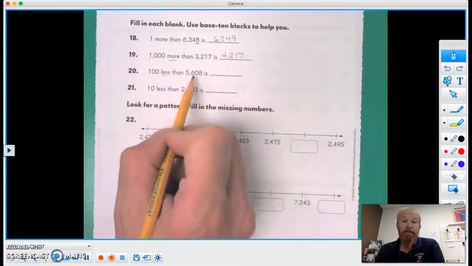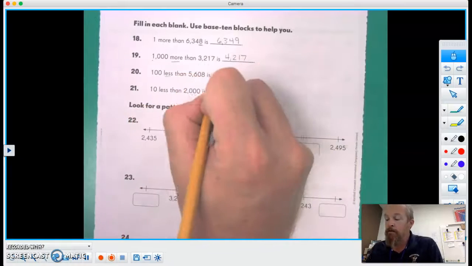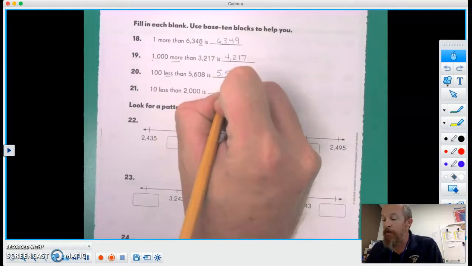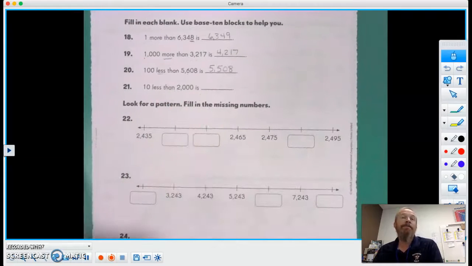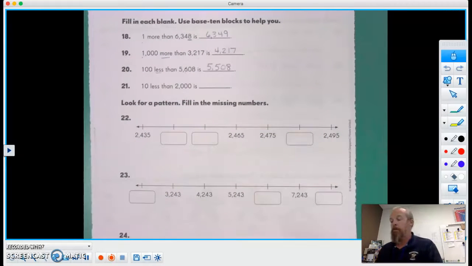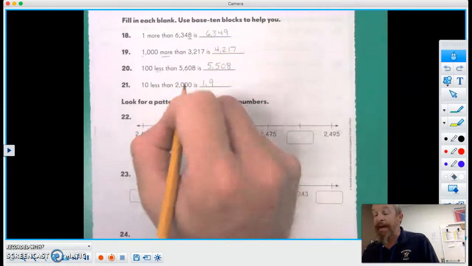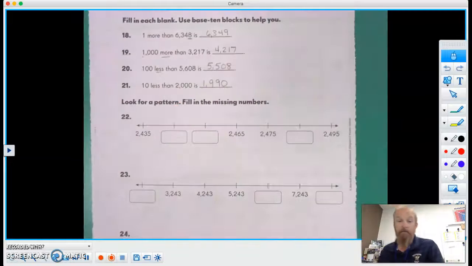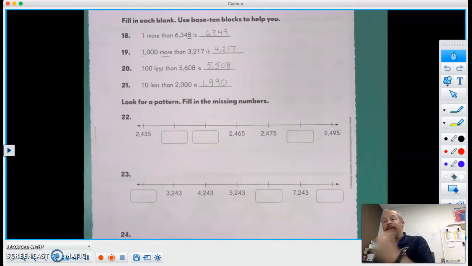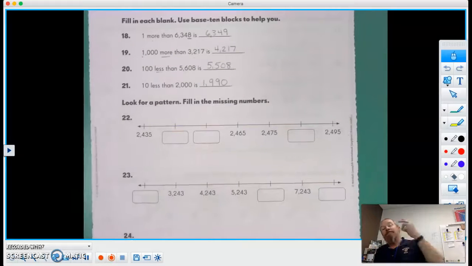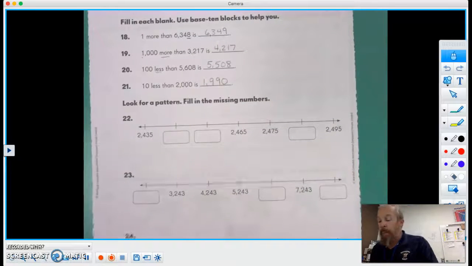Okay? Now it's 100 less. So we could set up 5,608, and we take 100 away, so we'd have 5,508. And now 21 says 10 less than 2,000. So here's where you'd have to break it apart, right? So if we're going 10 less than 2,000, it's going to be 1,990. Okay? You can kind of count backwards. 2,000, so 1,999, 1,998, 1,997, 96, 95, 94, 93, 92, 91, 90. 1,990.